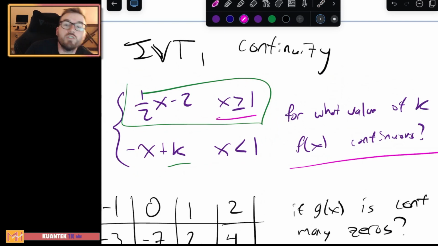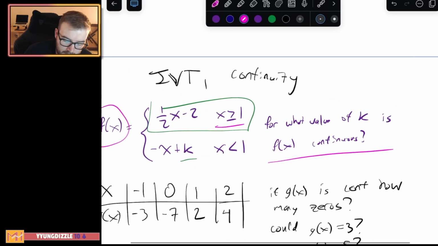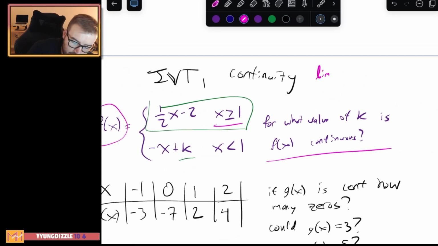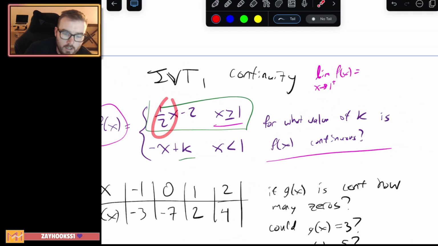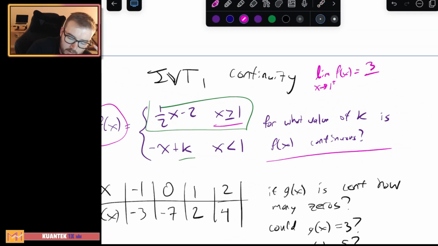But so x greater than or equal to 1 is the stuff on the right, right? The limit as we approach 1 from the right, okay? So what is the limit of f of x as we approach 1 from the right? It is, just plug in 1. 1 times a half is a half. A half minus 1 is 1.5, or 3/2.